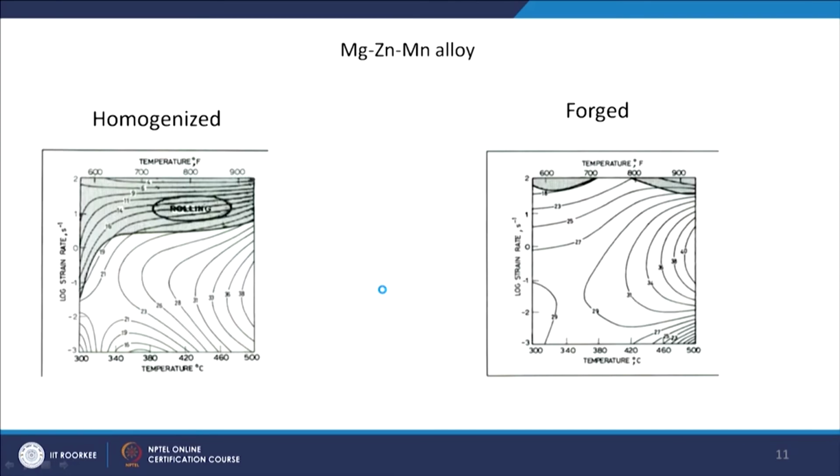This is for a magnesium zinc manganese alloy. Okay. So, you can see the difference between a homogenized alloy and the forged alloy. Okay. So, please understand that this is a homogenized material. So, after casting, okay, you have done the homogenization. So, still the dendritic structure will be there, but what the homogenization will do is it will homogenize the material, the chemical composition will be the same throughout the material now.